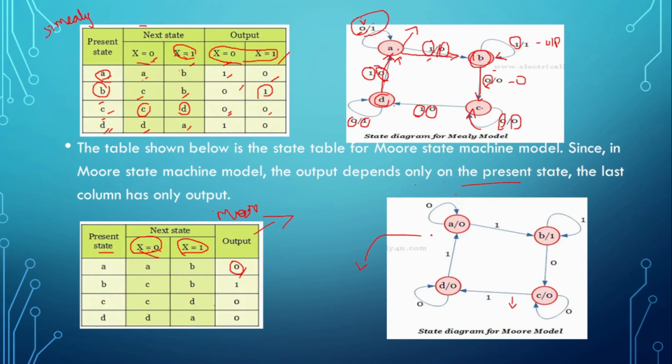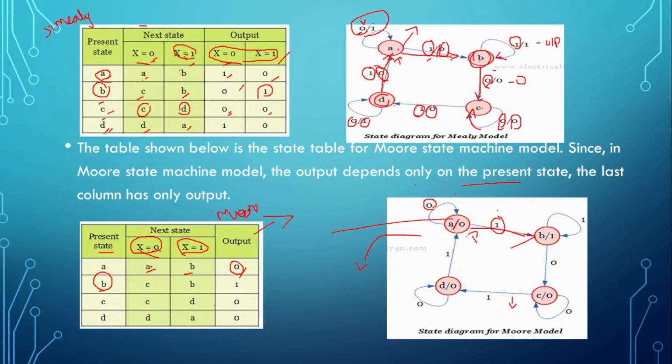When x equal to 0, see here, when the input is given as 0, what will be the next state of this A? The next state of A is A itself. So you need to write this A value here. Afterwards, when x equal to 1, if you give 1 as the input value, the next state of A is B. So you need to write B here. What will be the output of this A? See here, we will mention it here, right? So you need to write this value. Output value is 0.